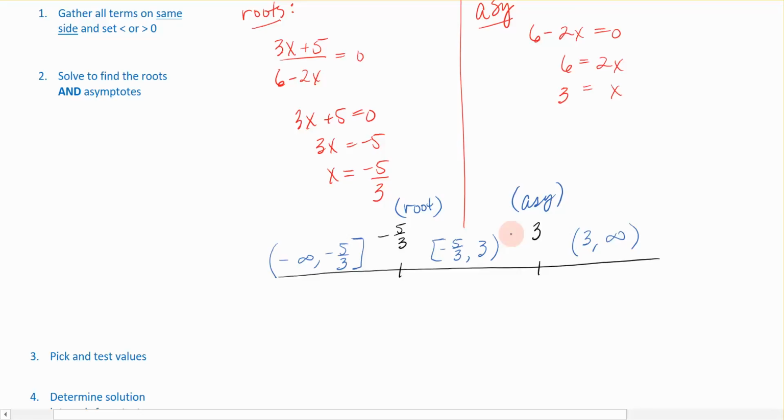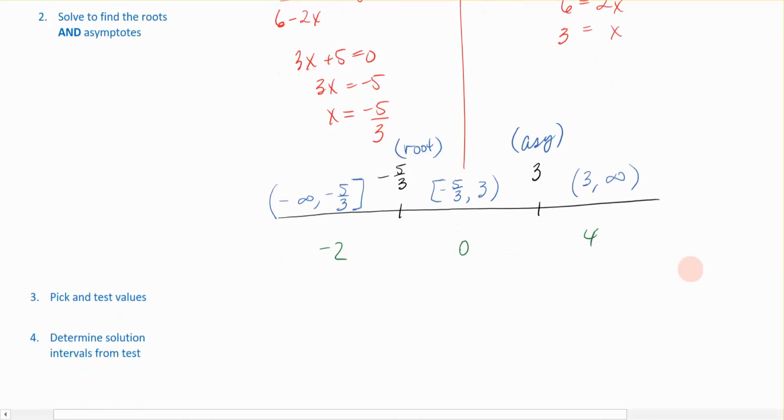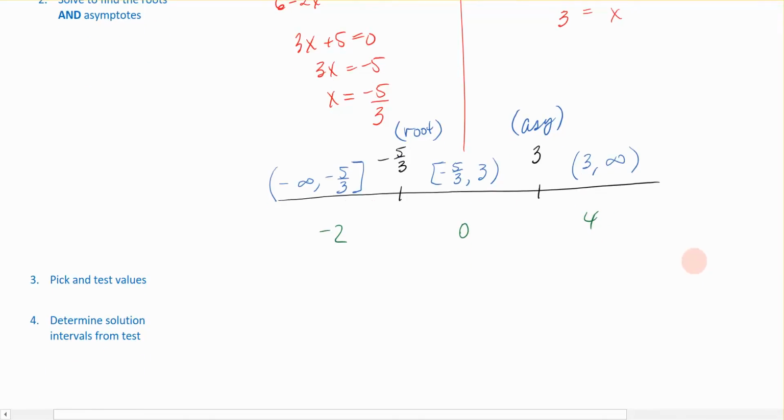Now let's pick our points. To the left of negative 5/3, well, that would be negative 1 2/3, so to the left of that would be negative 2. In the center, the easiest one is just 0. To the right, let's pick 4. So those are the numbers that I am going to pick.